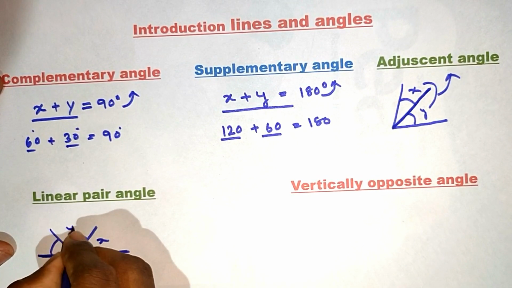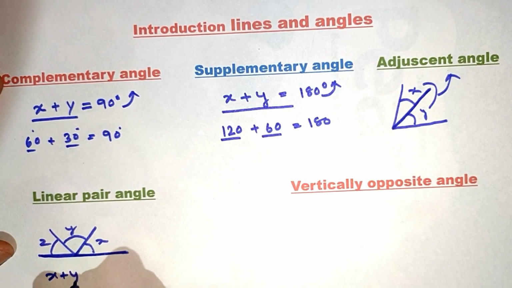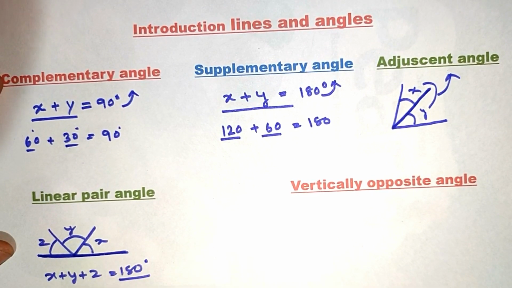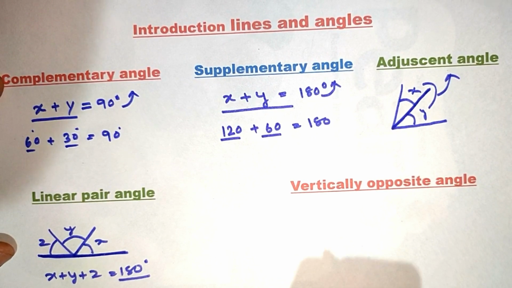So x, y and z are called linear pair angles because x plus y plus z is equal to 180, and we know 180 means a straight line. So they become the linear pair angle.